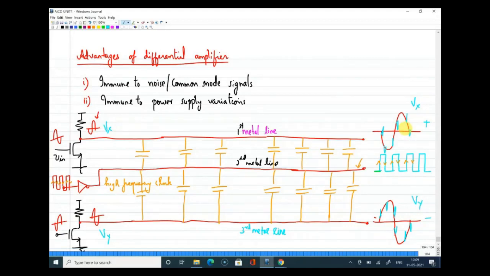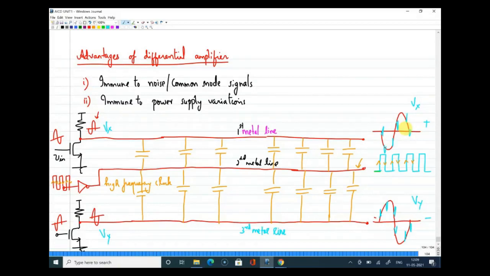All right. So this is how we say that differential signaling is immune to noise, right? You can think of the spikes coming on the top and the bottom signal as noise from the high frequency clock which is taken through the second metal line, and those noises can definitely be removed by going for differential signaling.